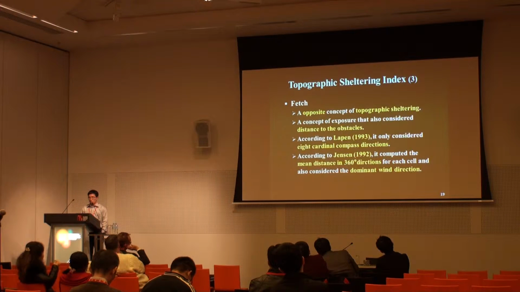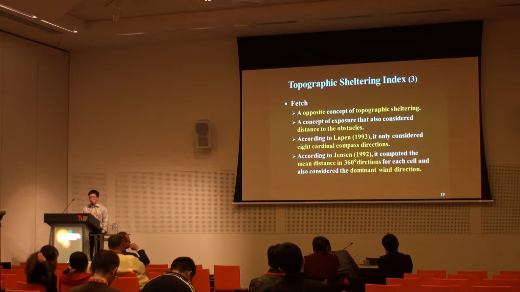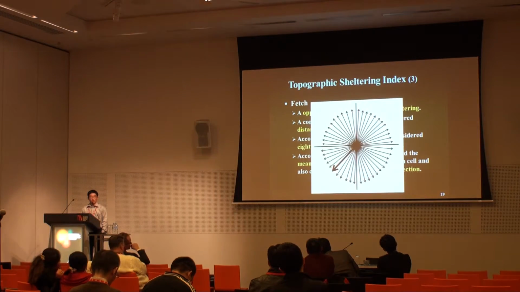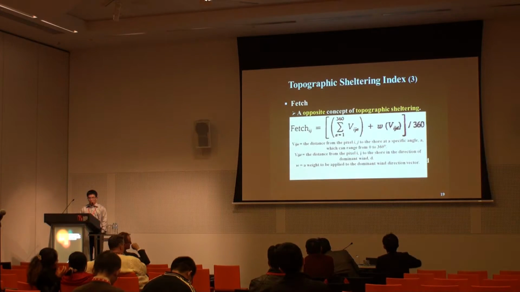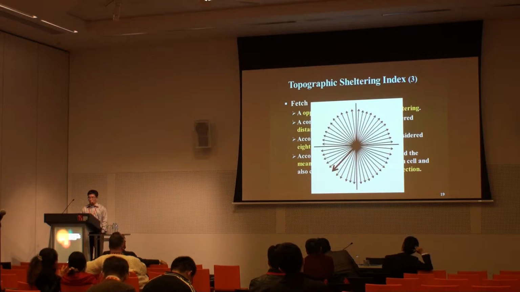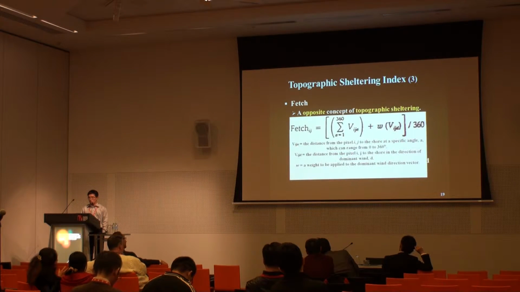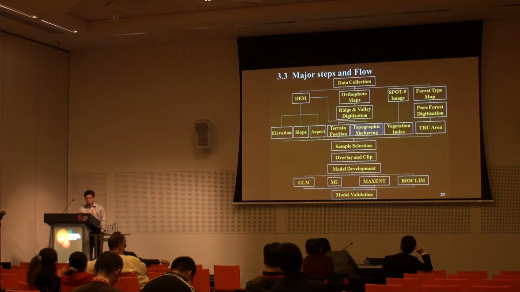But in Genesis, it can consider the mean distance in 360 degree directions, just like this picture, and it also considers the dominant wind direction, and uses this to calculate it.